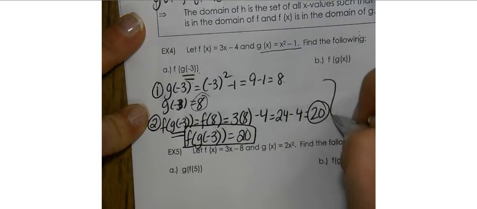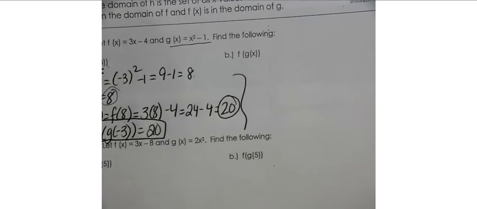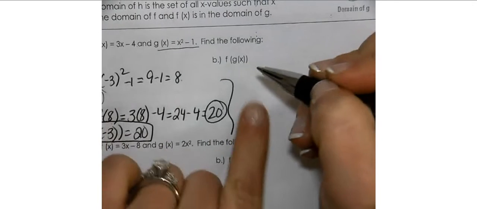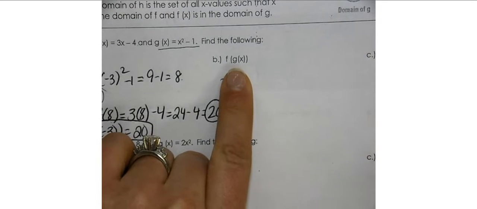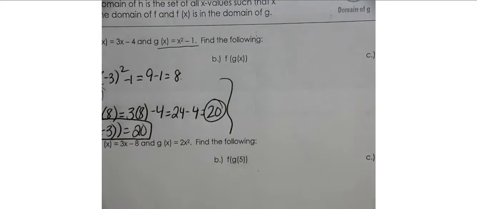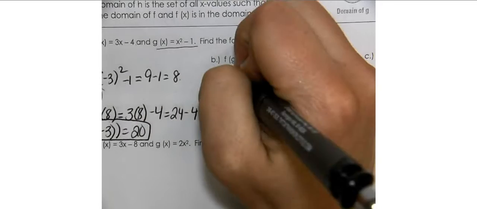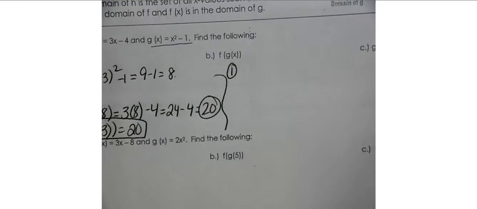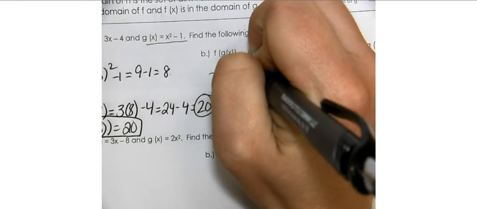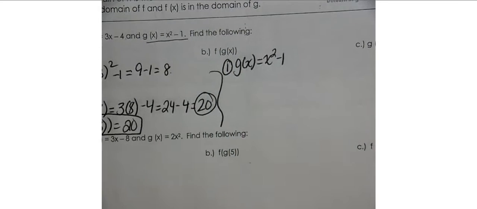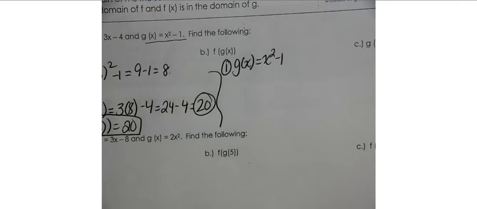Let's go ahead and look at letter B. For letter B, this is different. There is no number that we're substituting in. We still start on the inside and work our way out, but the difference this time is that there's not a lot to do in that first step, other than to identify what g of x is. So g of x is equal to x squared minus 1. I always identify what g of x is, or what our inside is.